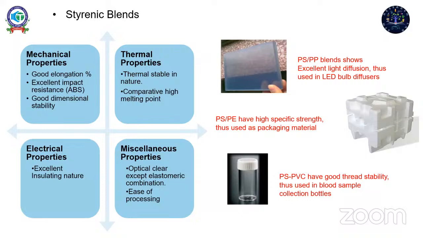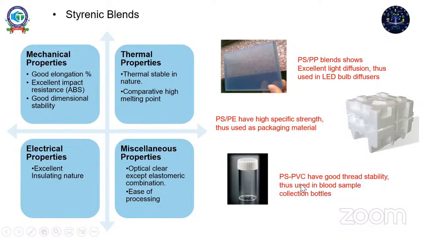Now to achieve an optically clear material, you need to blend it with another polymer except the elastomeric one. So in case of styrenic blends, as they have high optical clarity, they are generally used as light diffuser bulbs, and polystyrene when blended with polyethylene has high specific strength, therefore can be used as a packaging material. Okay.